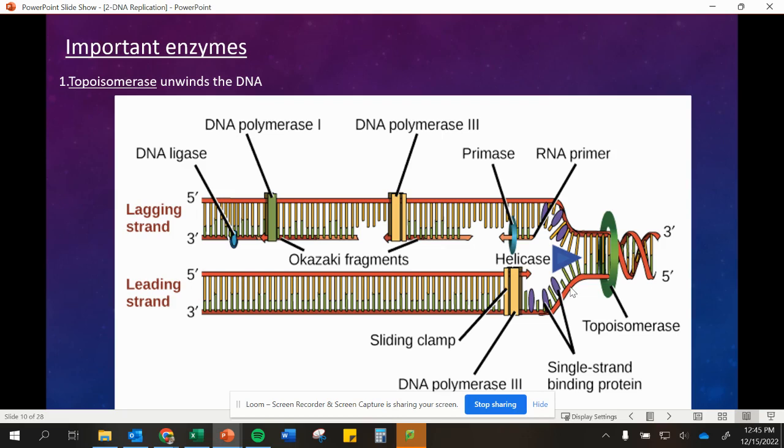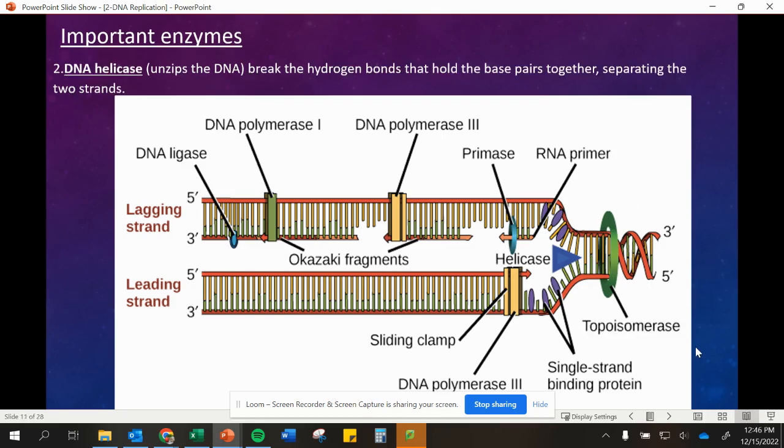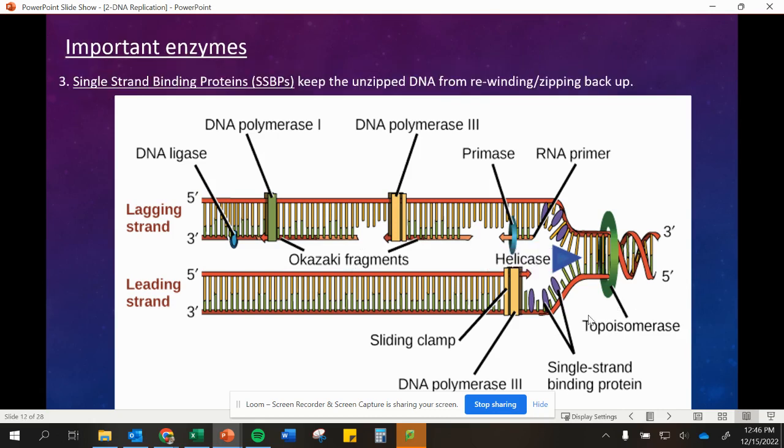The enzymes that do this are important. We have topoisomerase, that's here now in green, and it was blue in my picture before. That's the enzyme that untwists the DNA. We have DNA helicase, the enzyme here in this blue triangle. That's the enzyme that is breaking the hydrogen bonds. We have single-strand binding proteins, shown here as these purple ovals.